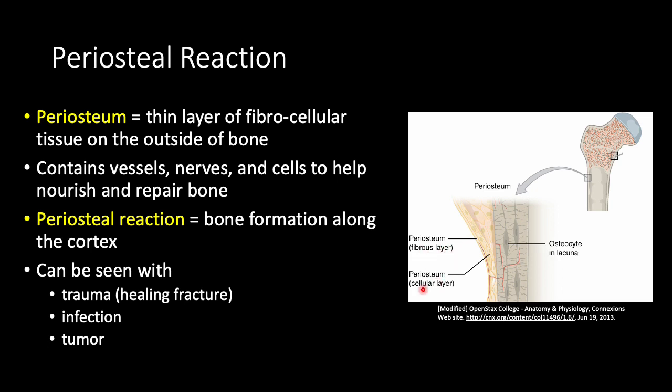You have a fibrous layer and you have a cellular layer, which actually lays down new bone. The fibrous layer is like the connective tissue part of it. And the periosteum has vessels and nerves, and it helps nourish and repair bone. What we call periosteal reaction is essentially bone formation along the cortex where the periosteum is. Basically, it means the periosteum is forming new bone in response to some kind of either tumor, infection, or trauma. So that's what periosteal reaction is.